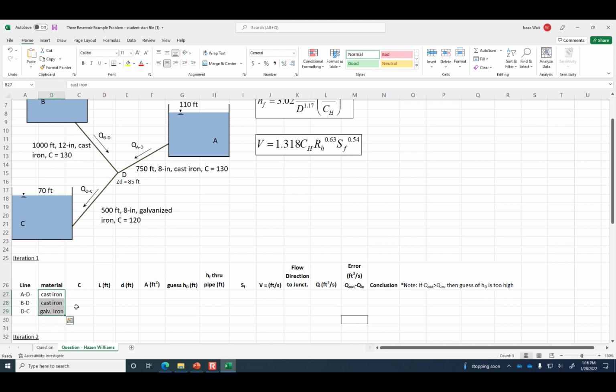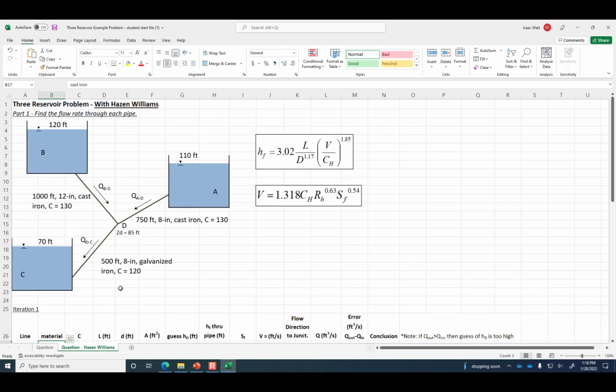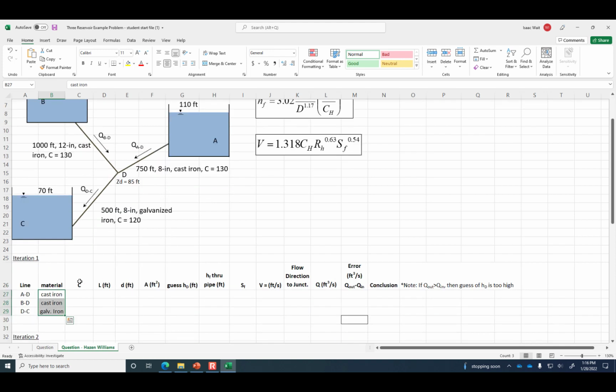Has everybody got that same template file? Okay, I wanted to make sure that you had this second tab on the template file that I shared with you. Okay, let's key in the applicable C values for each of these pipes. For AD, it's a C value of 130, as it says in the image. For BD, it's also 130. And then this galvanized iron pipe from D to C is 120.